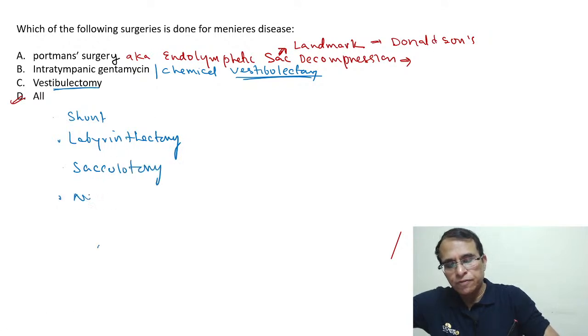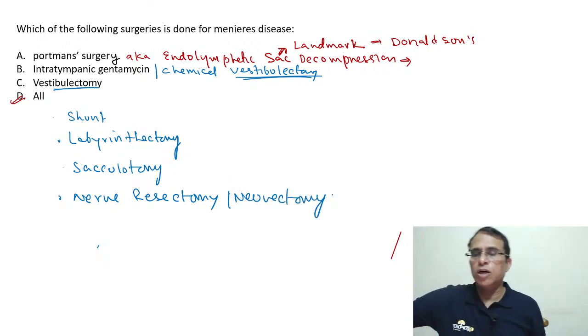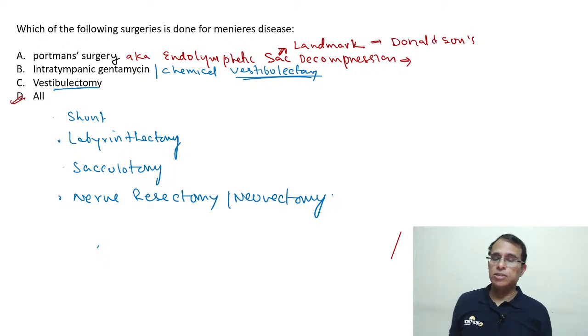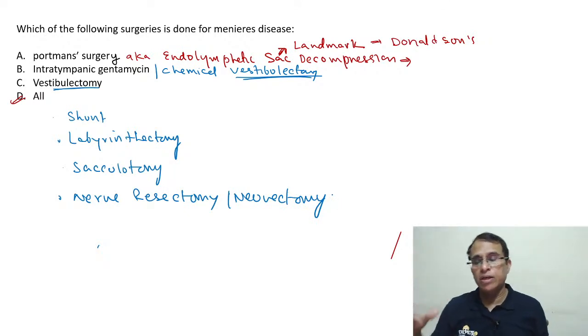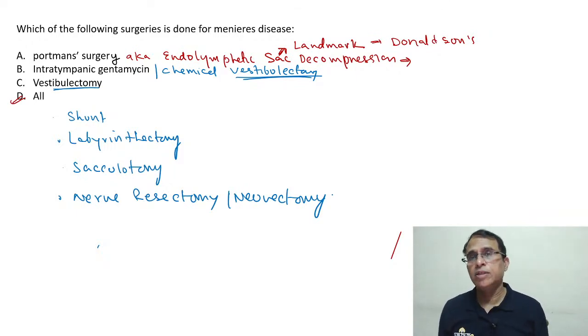Then there is nerve resection, neurectomy. Nerve resection means neurectomy. These are the other surgical options for Meniere's disease. So there are a lot of options. Three are given in the choices and the four more options that I have given you. So a lot of options for Meniere's disease surgery.